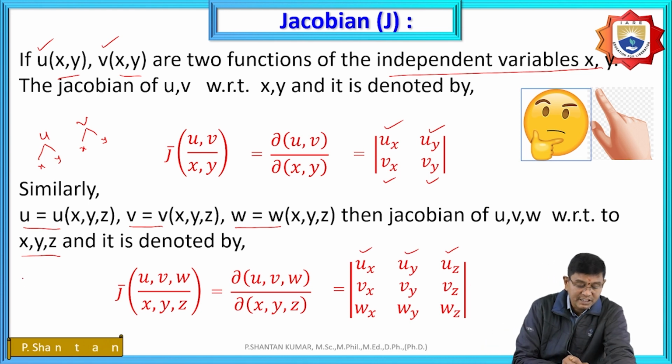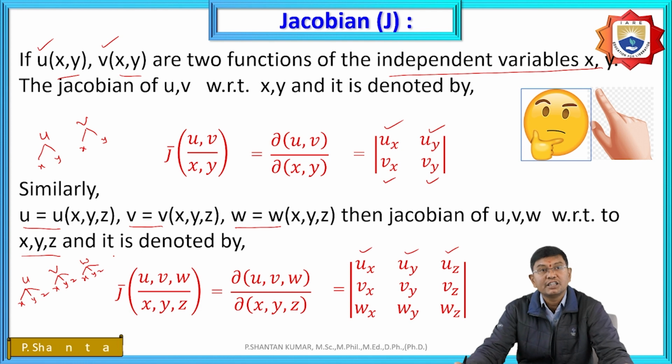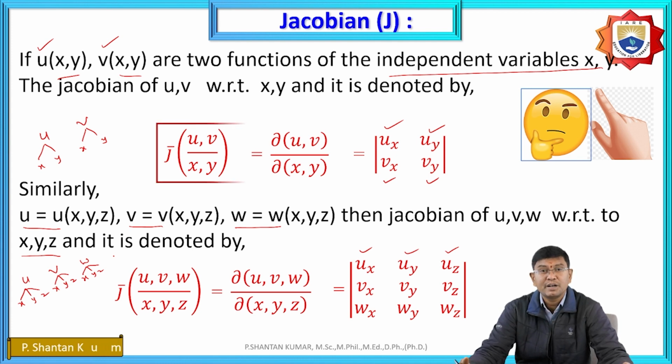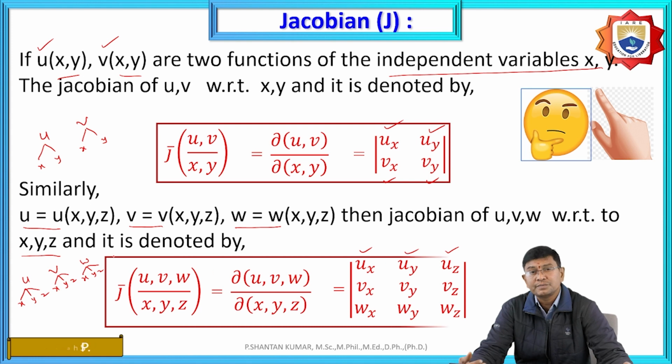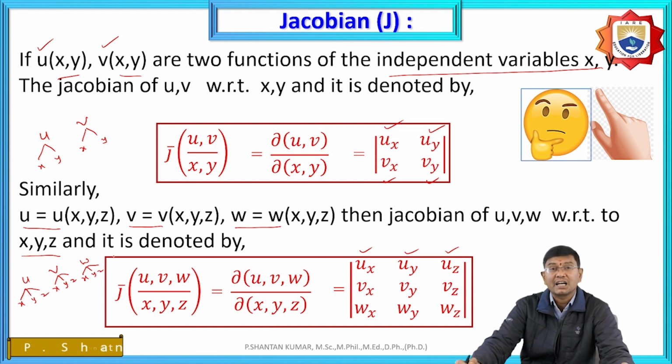Here also, the rows are ux, uy, uz, then vx, vy, vz, and wx, wy, wz. These are clearly the 3 by 3 case. Similarly, for any number of variables, we define the Jacobian functions with respect to the dependent and independent variables. We need to recall these for two variables and three variables, based upon the partial derivatives.